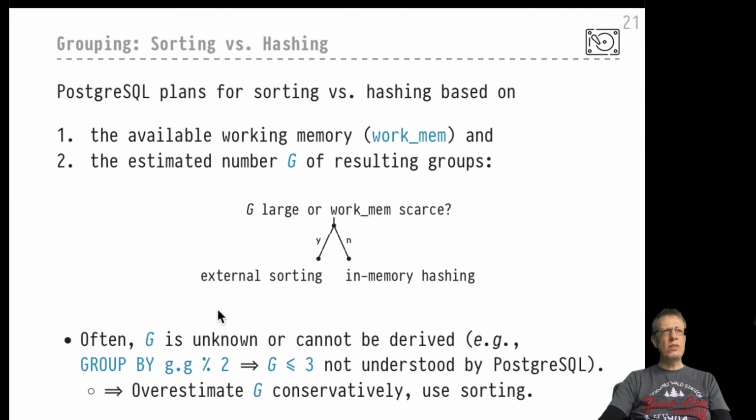So you will see that the system quite often overestimates G, the number of groups that will be produced, quite conservatively, and you will see PostgreSQL resort to sorting quite often, even in cases where hashing should indeed be an option, because the number of groups will be low. Okay, to see this in action and to get some insight, and to see how PostgreSQL can in some cases indeed forecast the correct number of expected groups, let's switch over to the terminal.